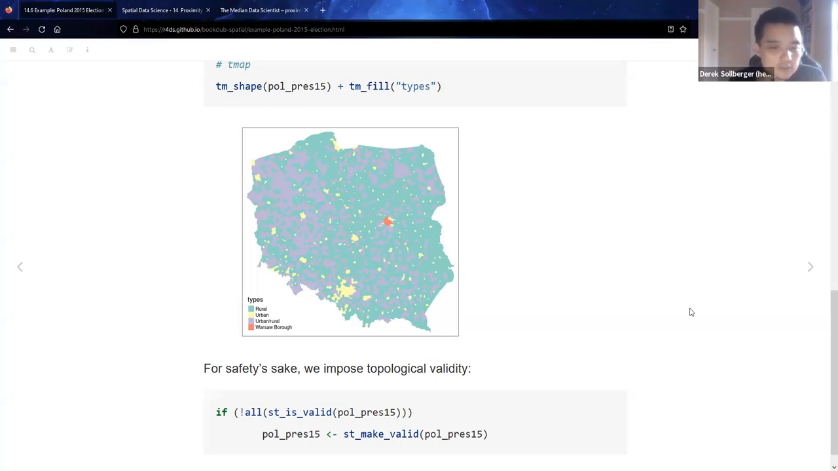The gray areas are classified as urban/rural, which did surprise me, that there's a lot of urban areas in this classification. And then finally, as you know, Warsaw is the capital of Poland, and we could clearly see where that borough is.